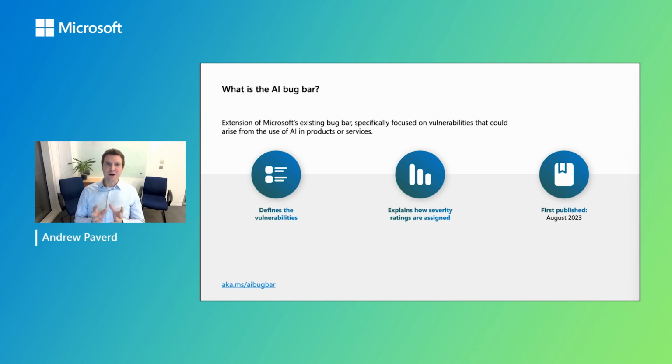This is an extension of all of the existing bug bars that Microsoft has. So bug bars related to Windows and online services that you may already know about. And we've looked at what was potentially missing from those that is specifically required for AI in terms of the new products and services. So this new AI bug bar is meant to be a complement to the existing bug bars. You'll find that there's nothing overlapping between them, but this is a way that we can define new vulnerabilities that might arise through the use of AI in products or services.